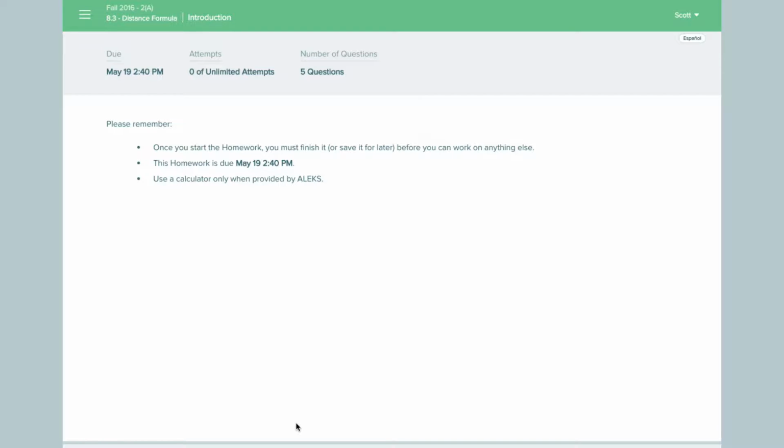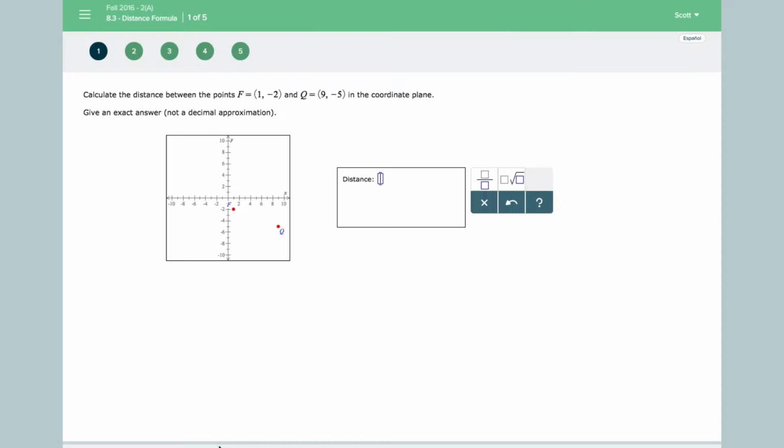This video is for 8.3, which is for distance formulas. In this video, we're trying to find the distance between 2 points. Now, to do that, we have to imagine, if we will, a right triangle.